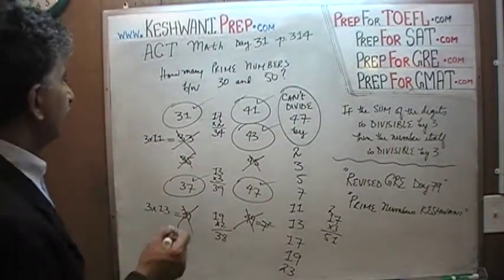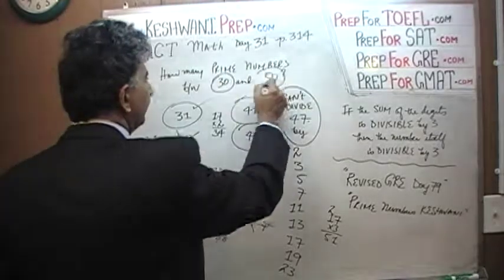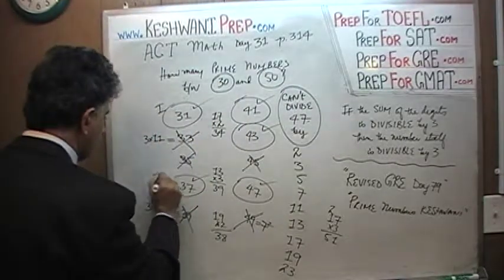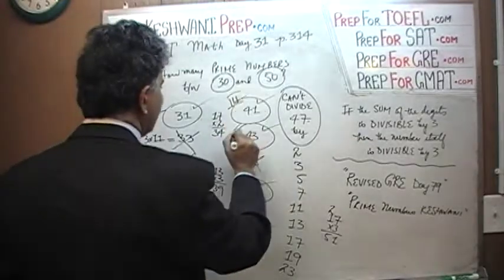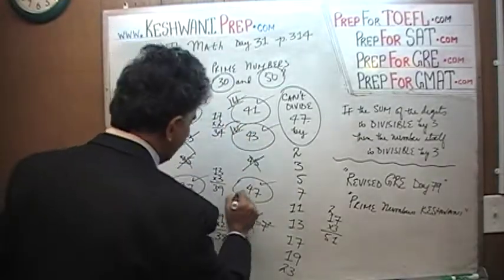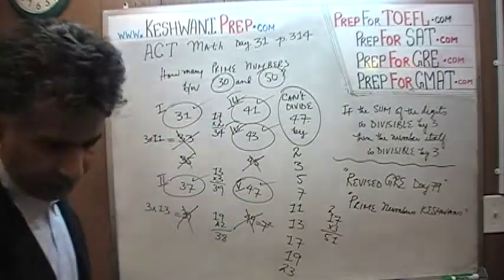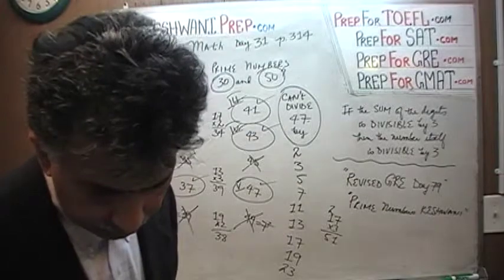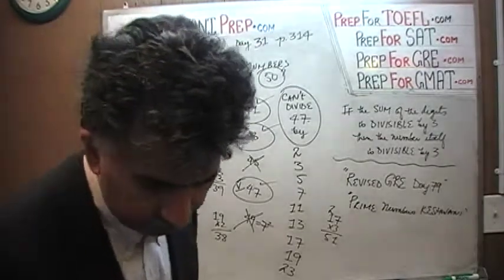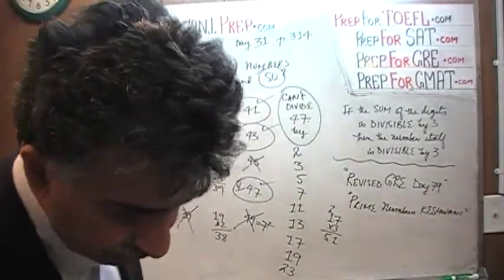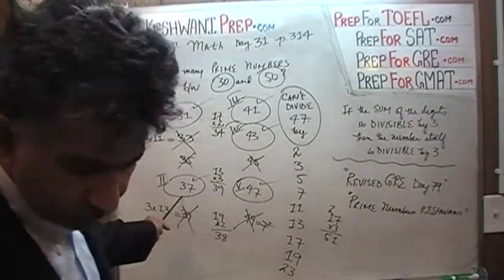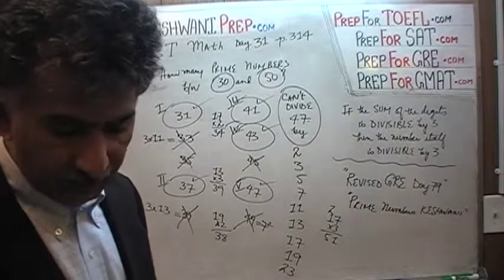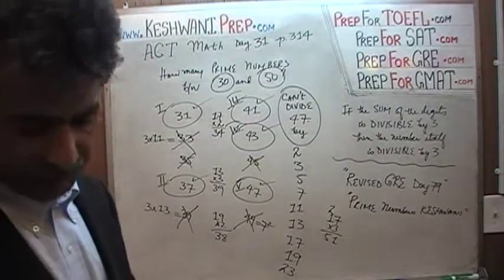How many prime numbers are there between 30 and 50? The answer is 1, 2, 3, 4, and 5. Unless I miscount it, I count 5. There are 5 numbers. Let's see if I'm correct. 31, 37. There's 2. 41, 43. There's 4. And then 47. There are 5. There are 5 prime numbers between 30 and 50.